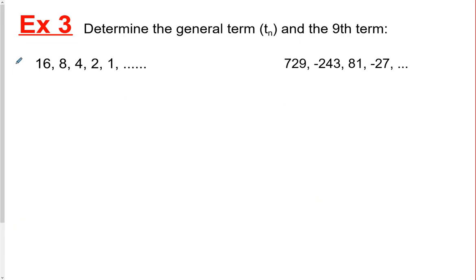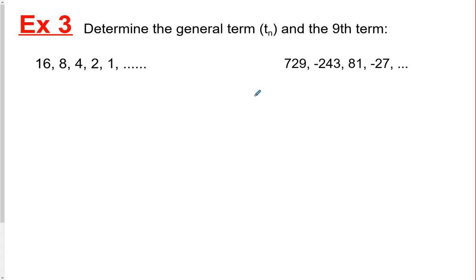All right, we're going to do a couple more examples of our geometric series. I'm going to do one, and then I'm going to have you do one that's very similar. So this is the watch me, and then in 2 minutes or whatever, you're going to try one that's not identical, but really close. Same type of problem, just with different numbers. I've got 2 different ones here. It says determine the general term and the 9th term.